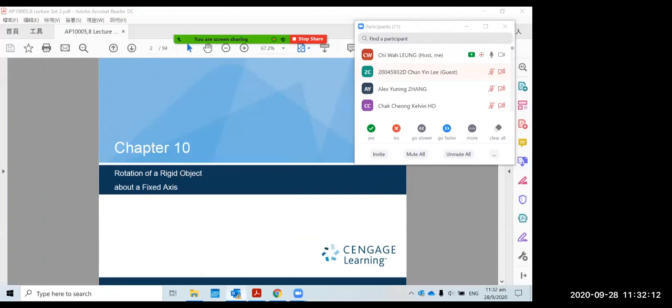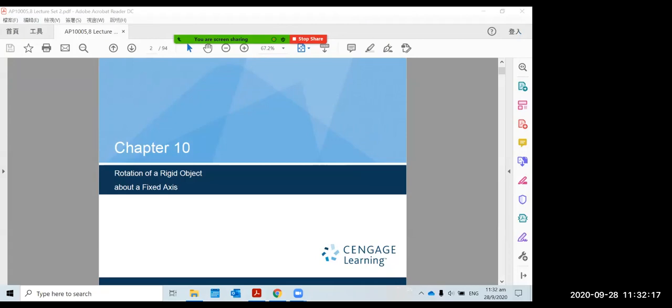Here, I should be coming back to the lesson. We start on the lecture notes number 10. And as I said, we are now moving from the linear motion regime into the rotation motion regime.